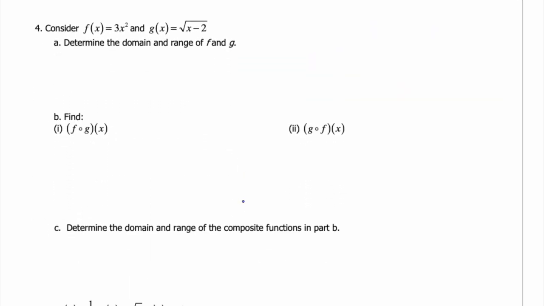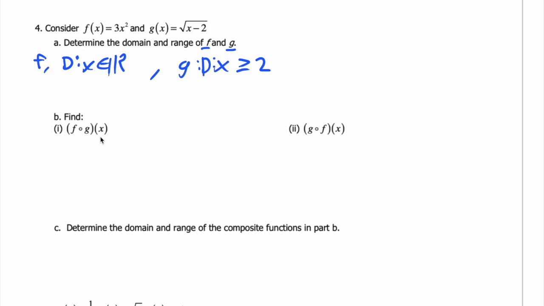Next, determine the domain and range of these functions. f of g of x. f and g first, okay. So for f, the domain is, well, there's no restrictions here. Domain is all real numbers. For g, x has to be greater than or equal to 2 because it's a square root function. You can't square root a negative number. Okay, so that's the domain for that one.